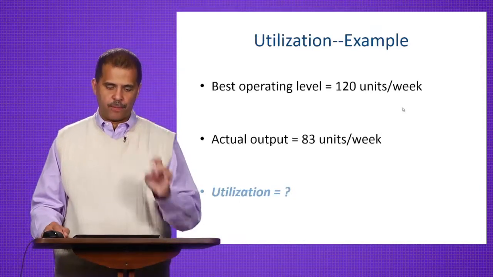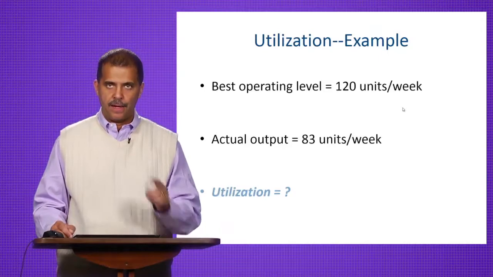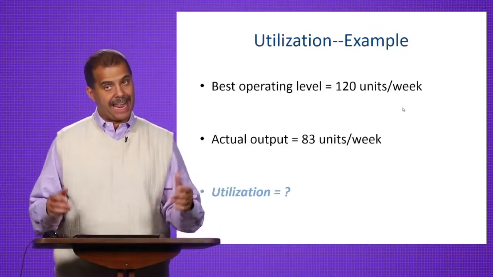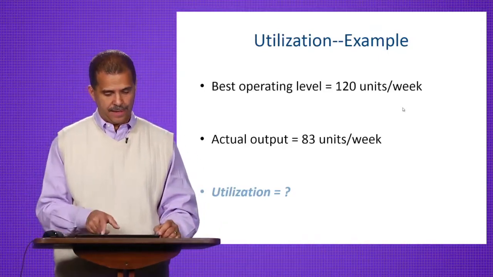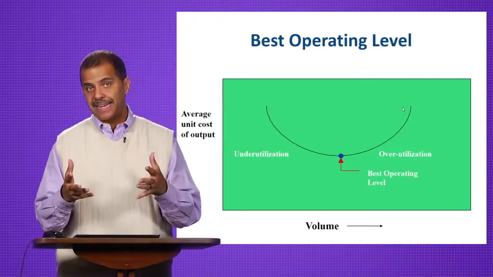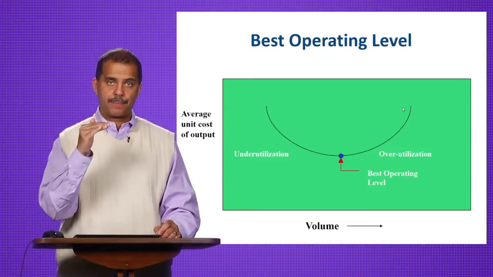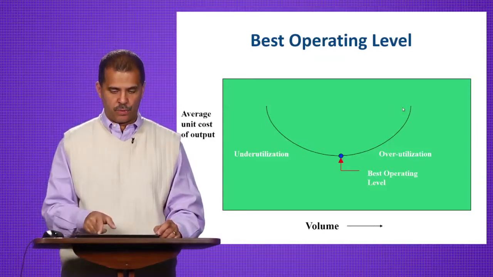Your best operating level is set at, arbitrarily, 120 units a week. Your actual output is at 83 units a week. So if you look at utilization for that, what you will see is you're not fully utilizing what you need to utilize. Optimal would be 120 over 120.